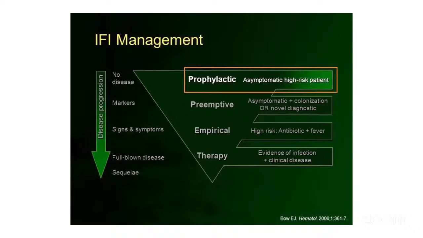When we start invasive fungal management, it is prophylactic, preemptive, empirical, and therapeutic. Prophylactic is when we start antifungal therapy in an asymptomatic high-risk patient. Preemptive therapy is when colonization or a novel diagnostic marker is present. Empirical is for a high-risk patient on antibiotics with fever. Therapeutic is when there is evidence of infection and clinical disease.